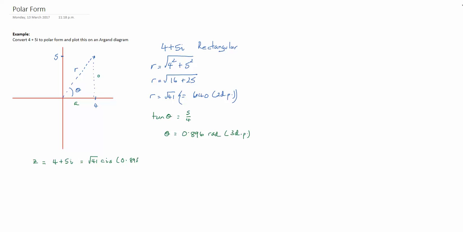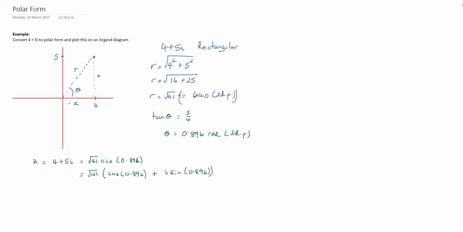So let me try and explain that. Okay, so what the CIS is coming from is this is actually shorthand for the following: root 41 times the cosine of 0.896 plus i times the sine of 0.896. And where does that come from?